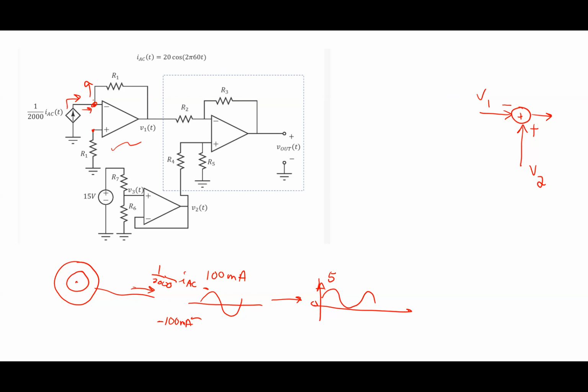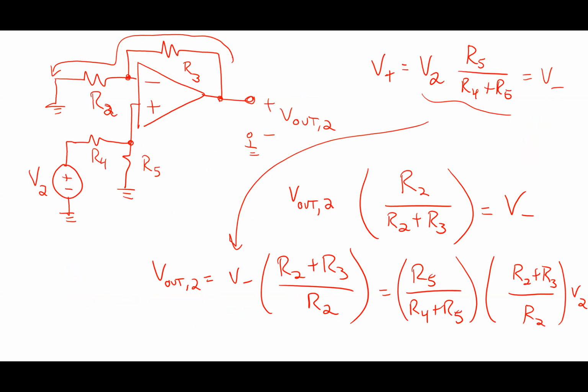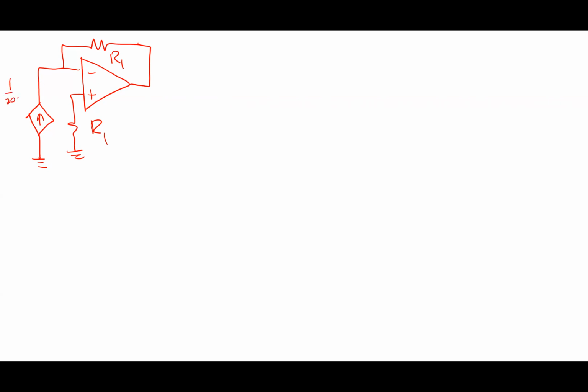So if V minus is 0, then looking at that top guy, I have, if this is the circuit, a resistor here, and a resistor here, and I have this current source here. If I do this with phasors, this was 1/2000 times 20. So this worked out to be 0.1. So I have 0.1 amps there. How do I figure out the voltage here, which works out to be V1? How do I work that out?